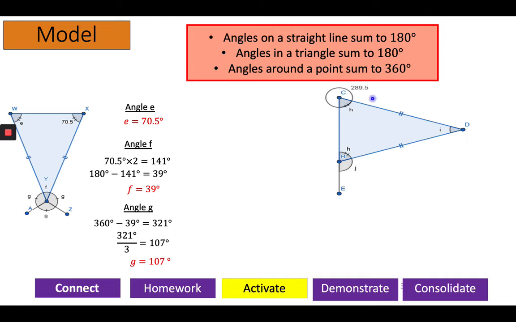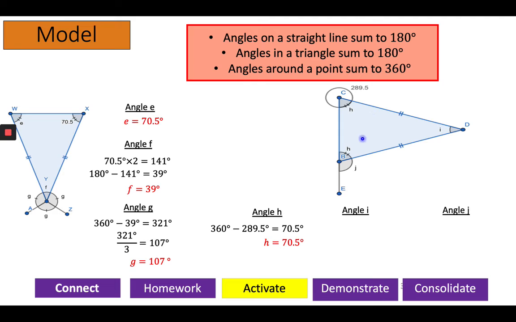In this triangle here, we have three unknowns, H, I, and J, and we only have one known angle, which is this angle around point C. To find angle H, we just have to subtract this known angle of 289.5 from 360, and we get 70.5. So the two angle H's are 70.5.